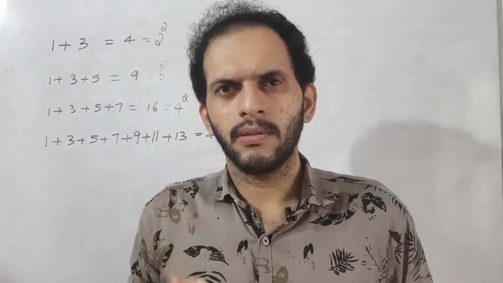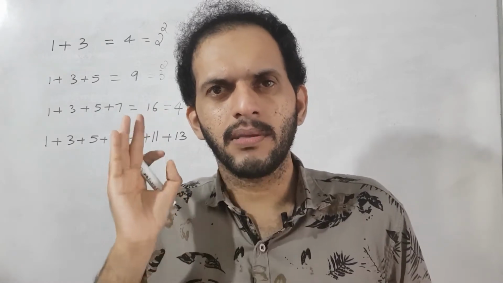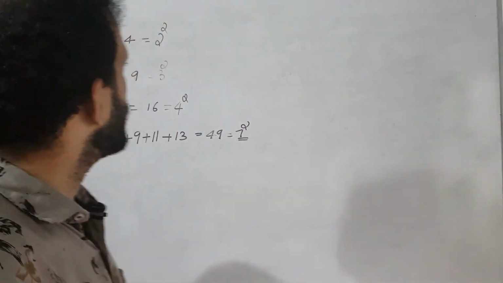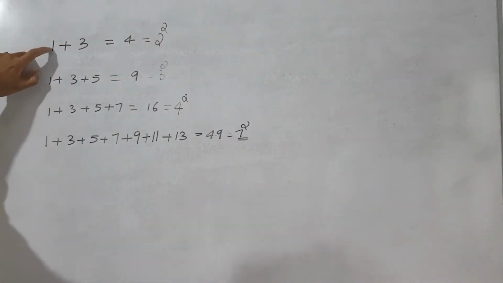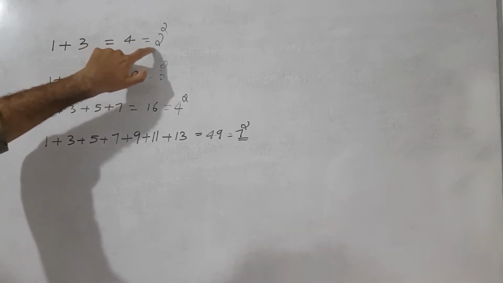If it is a square number, then surely it is possible to write as the sum of successive odd numbers. Okay, then we discuss one more idea. Here 1 plus 3 is 4. The result is 4. 4 is the square of 2, correct?